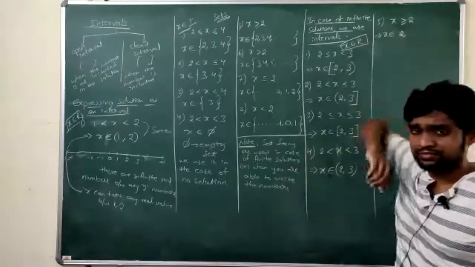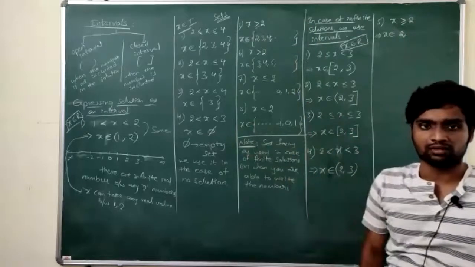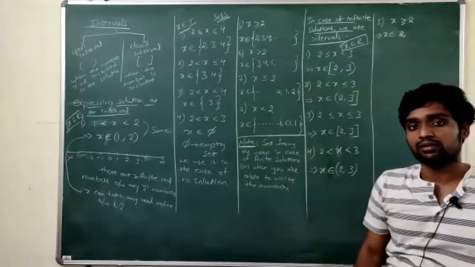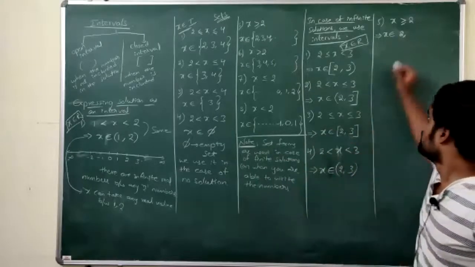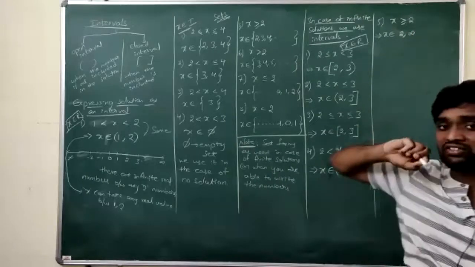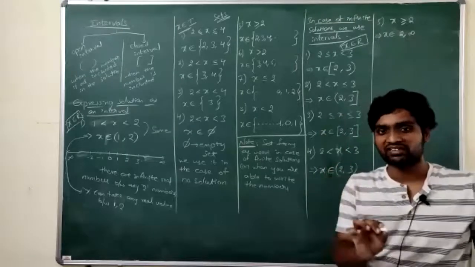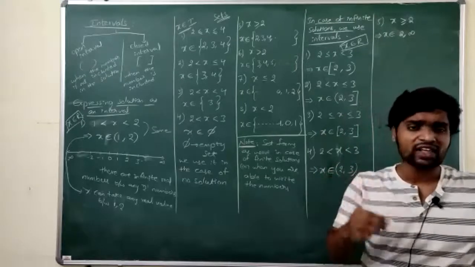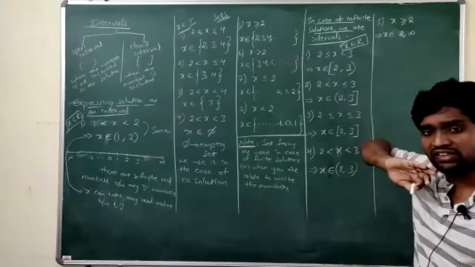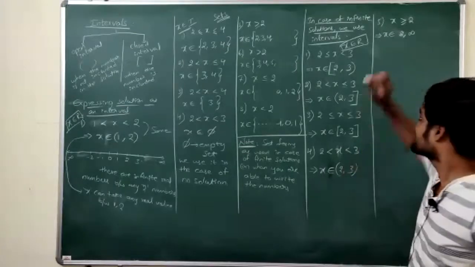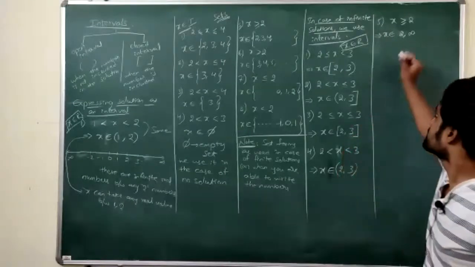x greater than 2 means value of x can be any large number, right? It can be as big as a number. So what is that as big as a number? Infinity. x value can reach up to infinity. So 2 comma infinity. But infinity is not a number. Infinity is just a symbol used to represent that the number is very large. Okay. So 2 comma infinity.